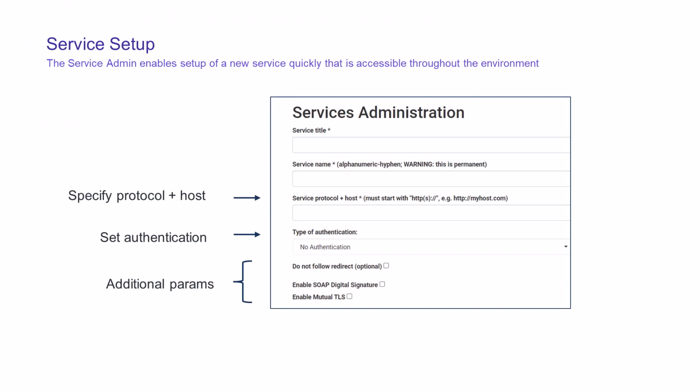So for a service, it's really simple. You're going to set up the protocol and the host. You're going to set the authentication. Again, this goes back to security. There's a lot of different security options, but two of the main ones are OAuth and a bearer token.